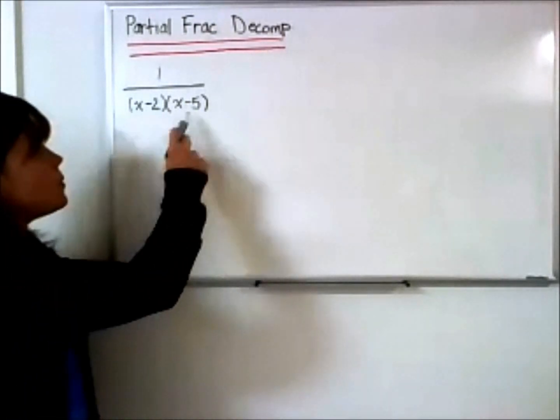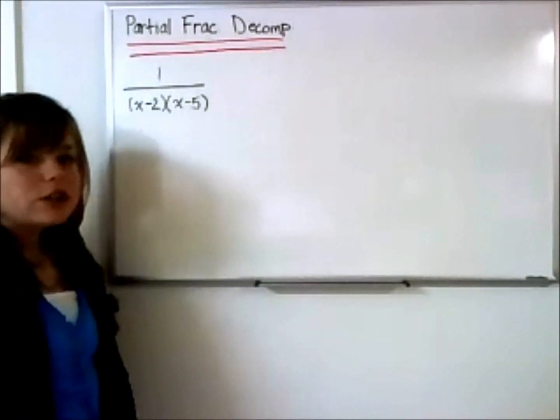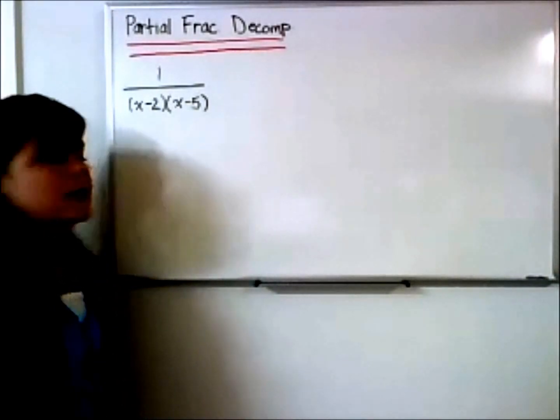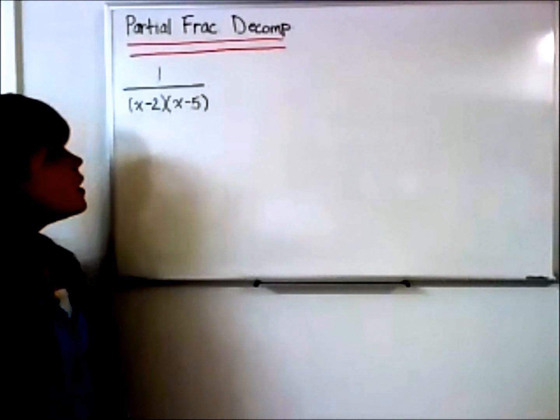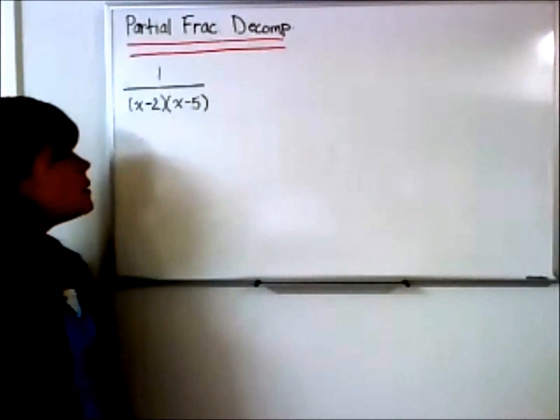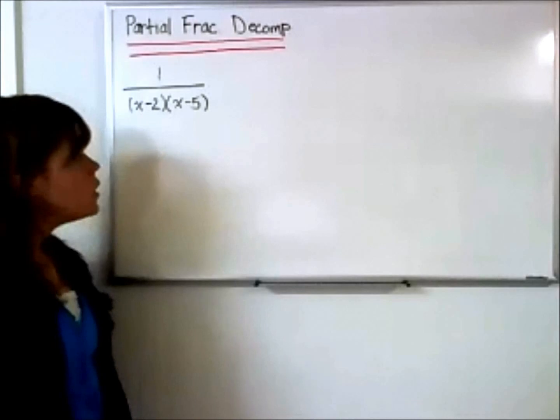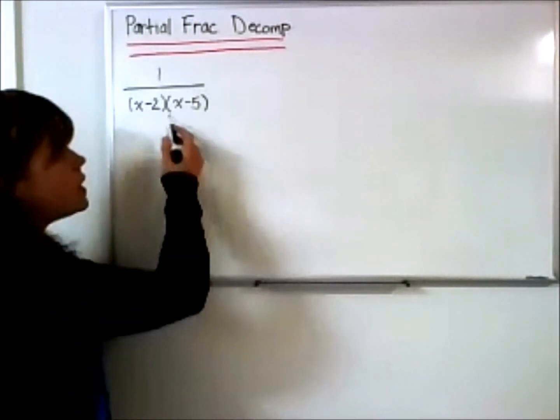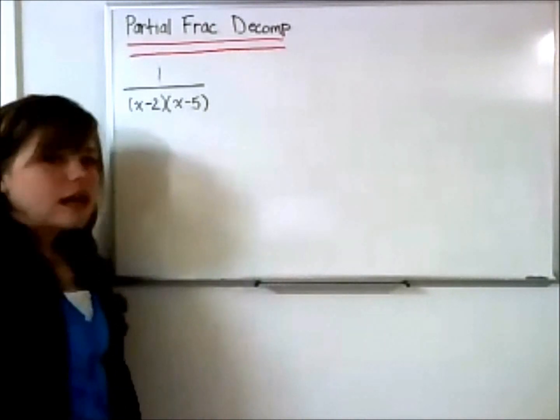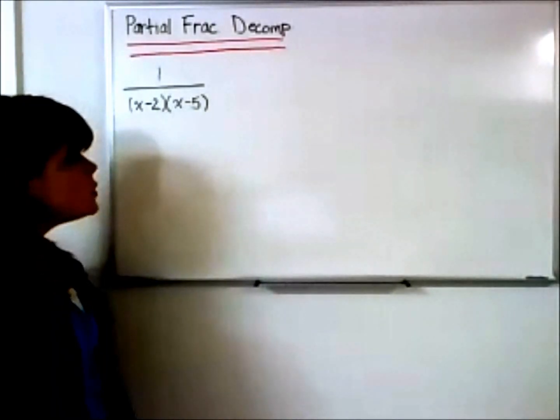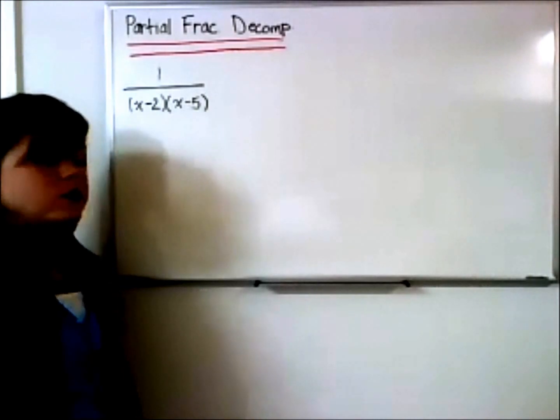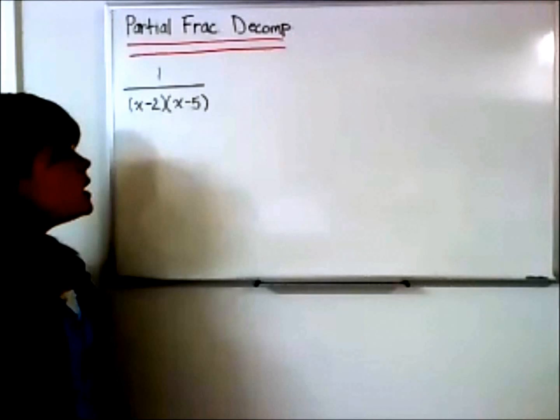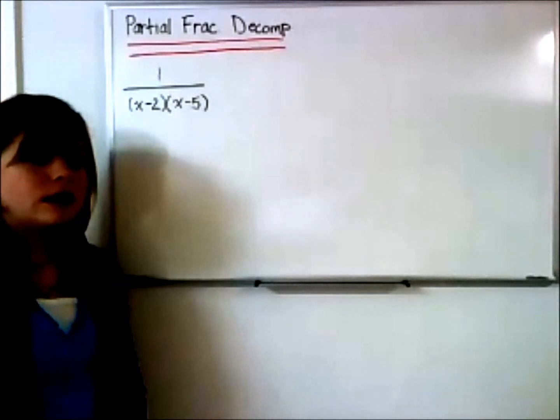In this example, we have this rational function 1 over the quantity x minus 2 times the quantity x minus 5. And what we want to do is split this up into two separate fractions, where the denominator of one fraction would be x minus 2, and the denominator of the second fraction is x minus 5. This will help us later on when we try to integrate functions like this. It will allow us to split it up into two separate functions that we can actually integrate.